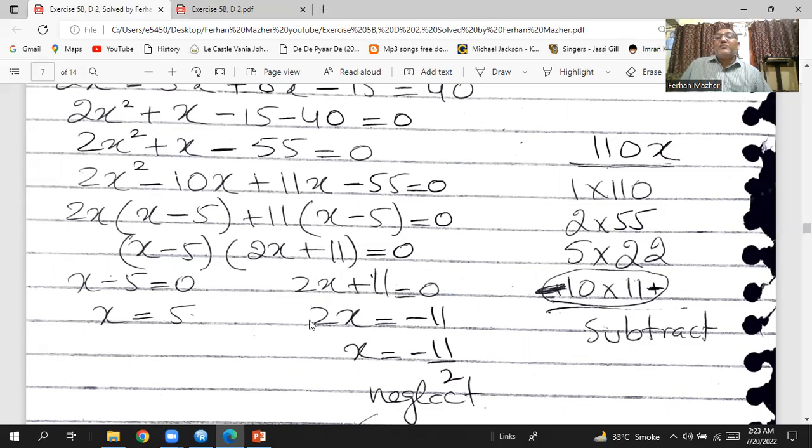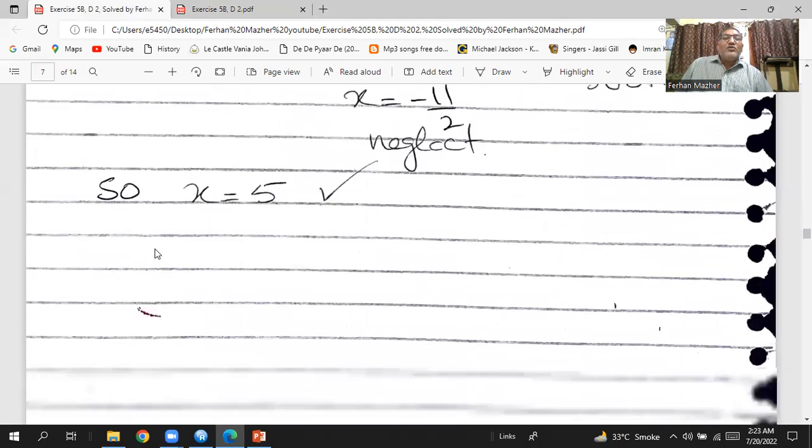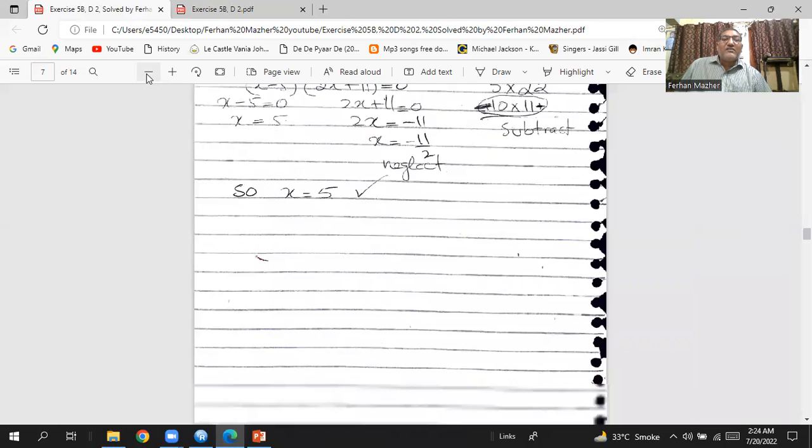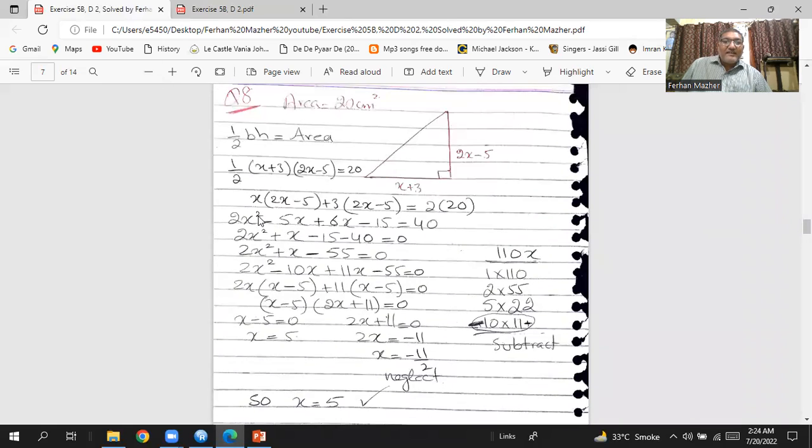And then I will make 2x plus 11 equals to 0. So the 2x will be equals to minus 11. So x will be equals to minus 11 by 2. Because this is a negative number, it's in fraction, we will neglect it. So the x value is 5. So that is the question which they asked us. They asked us to find out the value of the x.